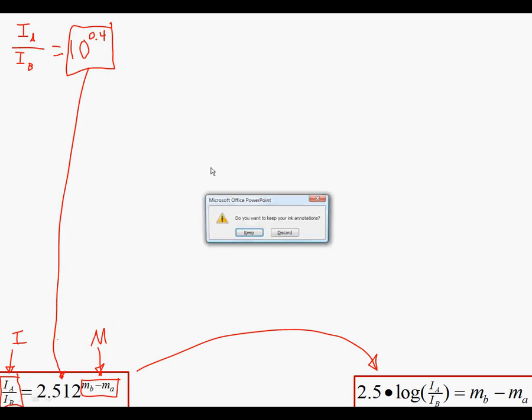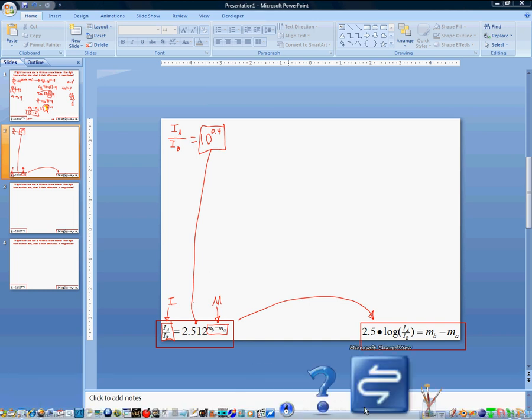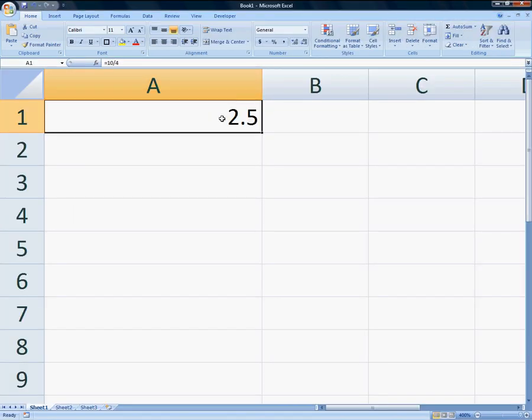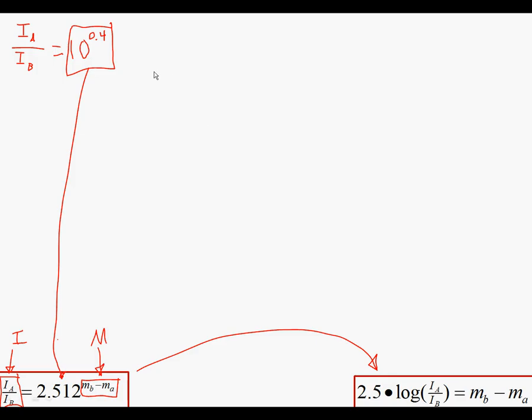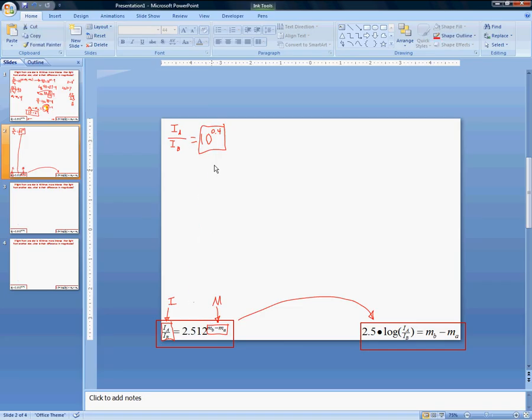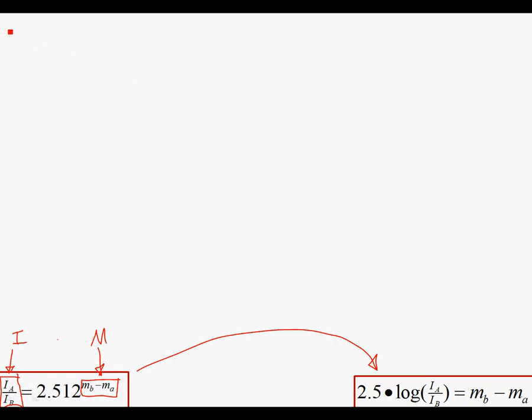Let's do it, just for giggles. Where's Excel? Alright, so 10 to the power of 0.4, and you can see it's an estimation. It keeps going on, but 2.512 is pretty close. But I prefer using a more accurate value. So let's continue working here. I have to draw it again. So that was I_A over I_B is equal to 10 to the power of 0.4.